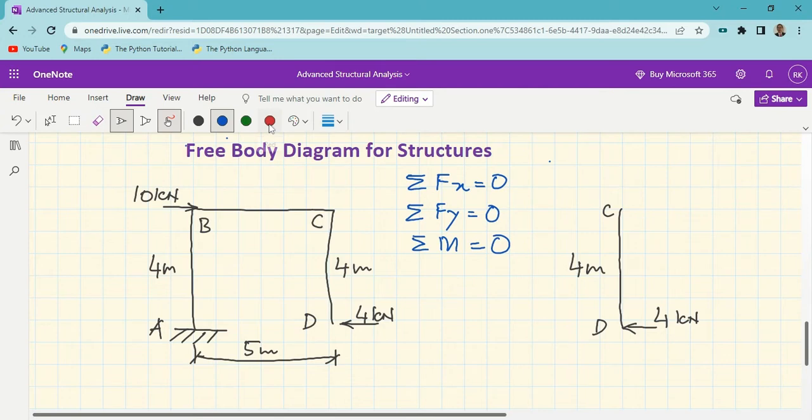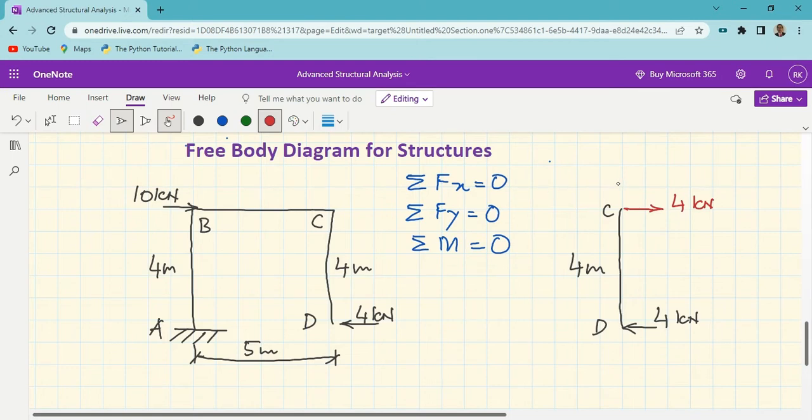So if I want summation of forces in x direction to be equal to 0, this is 4 kilonewton acting on the left. So there must be 4 kilonewton force acting on joint C to the right. In that case, summation of forces acting in x direction is equal to 0. That can be satisfied. So now I can say for this free body diagram of member CD, summation of forces in x direction is equal to 0.